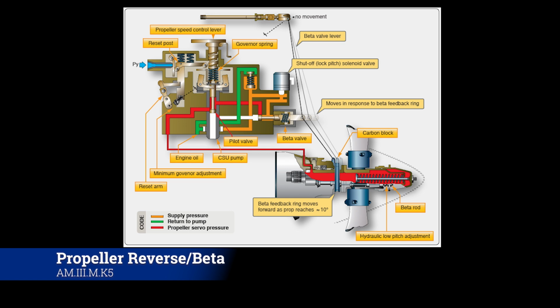Now, once it's in beta mode, the propeller speed is no longer controlled by changing the blade angle. It's now controlled by limiting engine power. Bringing the propeller lever to the feather position causes the speed selection lever on the CSU to push the feathering valve plunger and allows the propeller servo oil to dump into the reduction gearbox sump. The pressure loss in the propeller hub causes the feathering springs and the propeller flyweights to feather the propeller, bringing it out of beta mode.